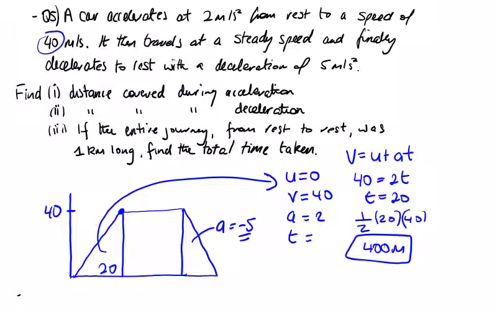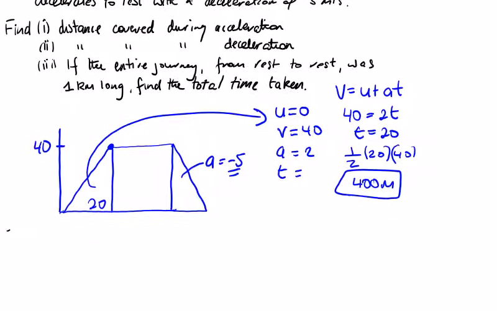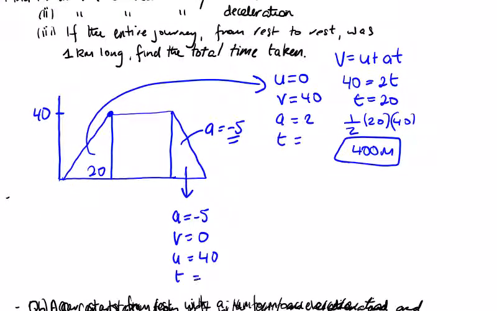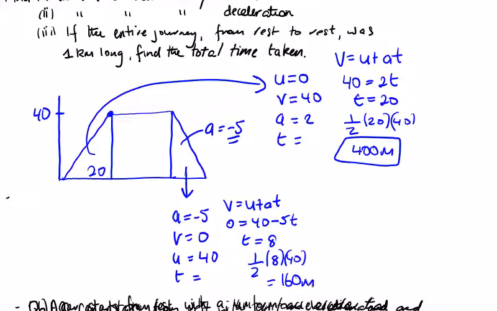The distance covered during deceleration. Well, in deceleration, I have A is equal to -5. My final velocity is equal to 0. My initial velocity was 40. So let's get my time. V is equal to U plus AT. 0 is equal to 40 minus 5t. So you can see t is going to be 8. Half of 8 by 40 is 160 meters.